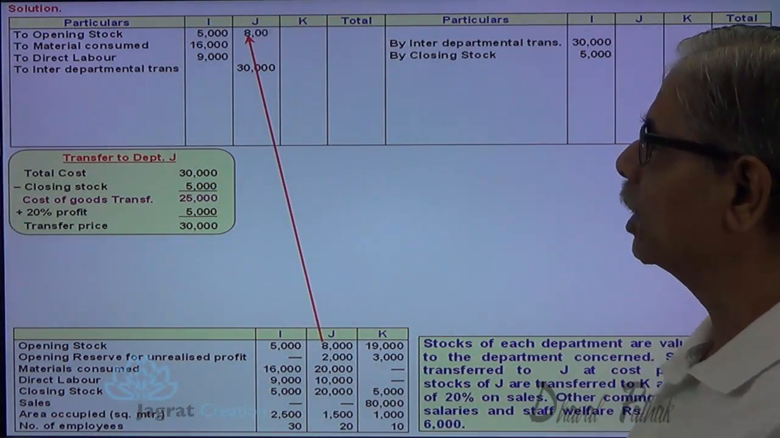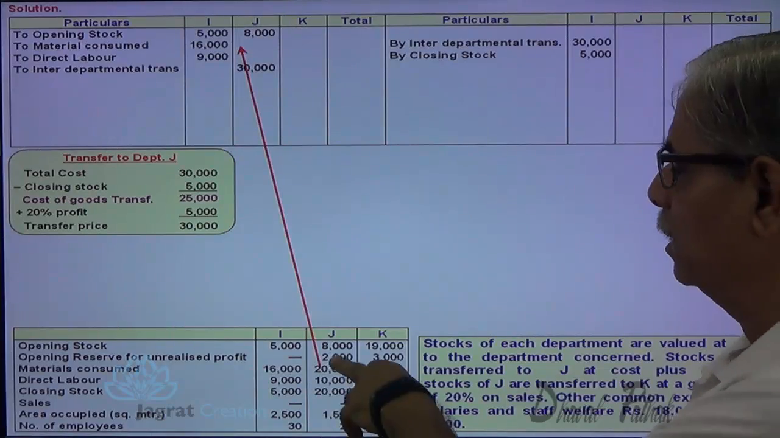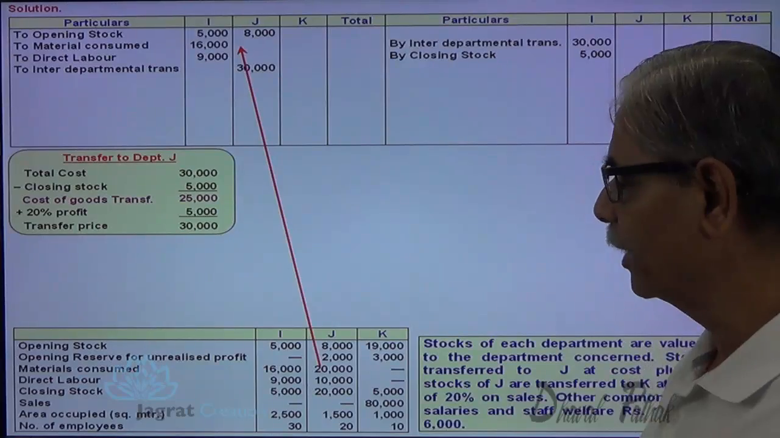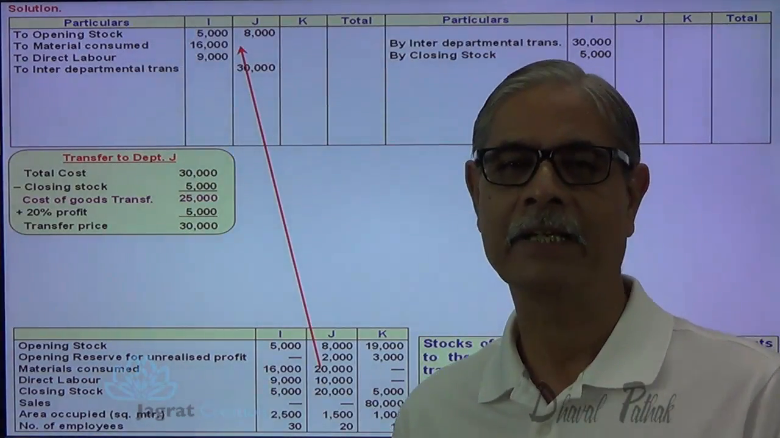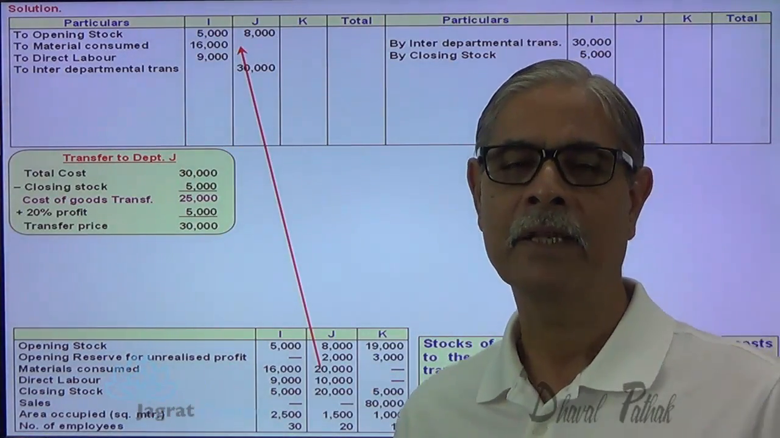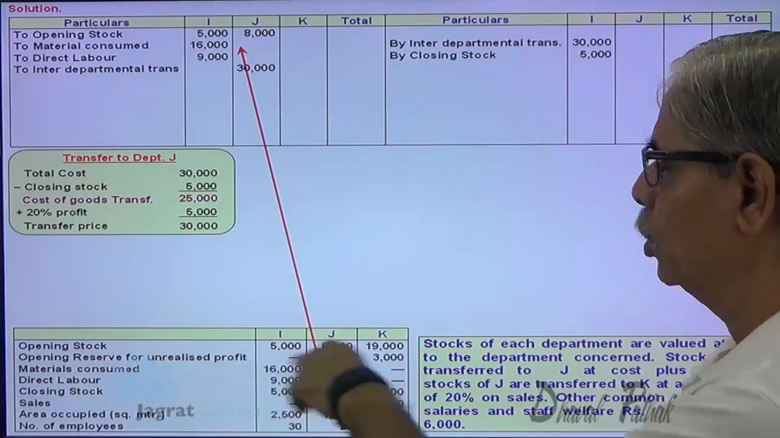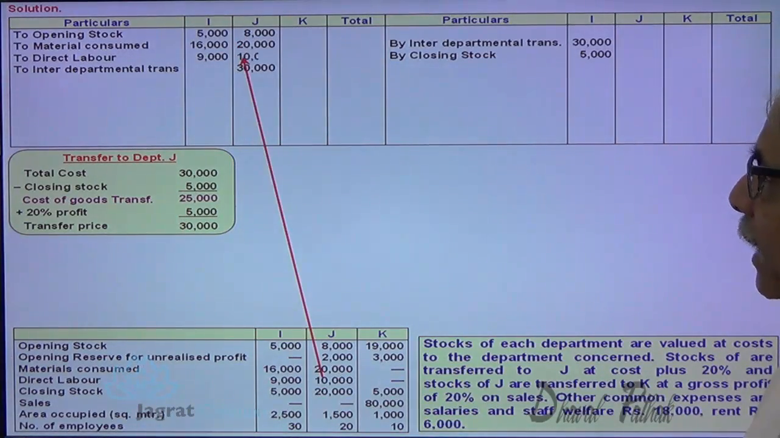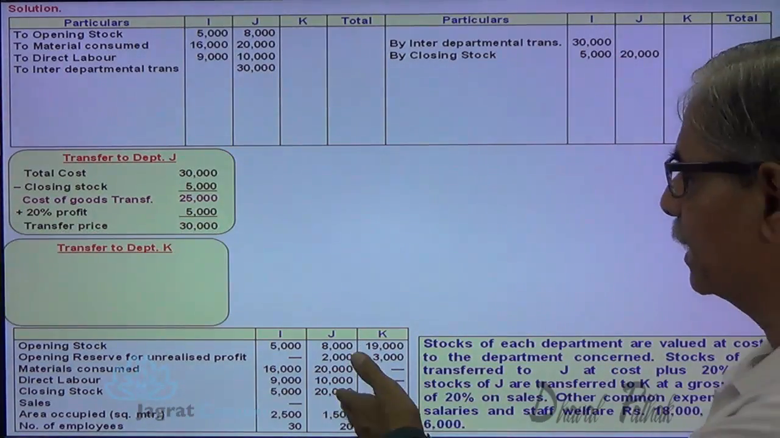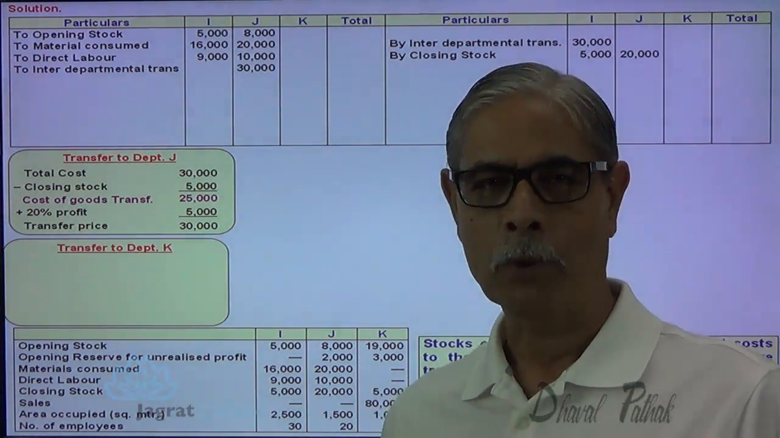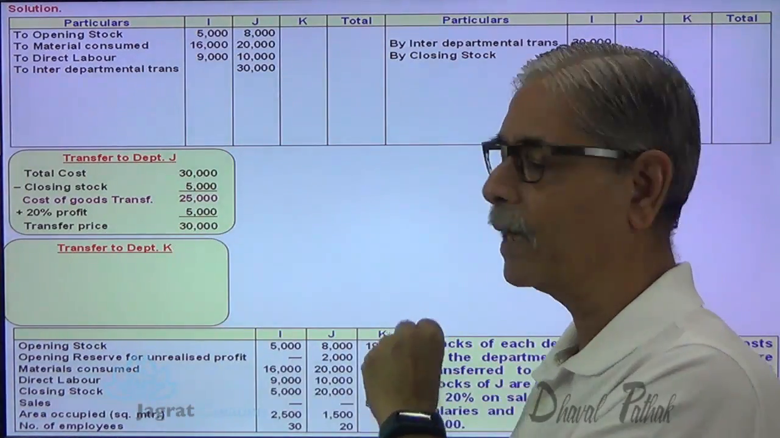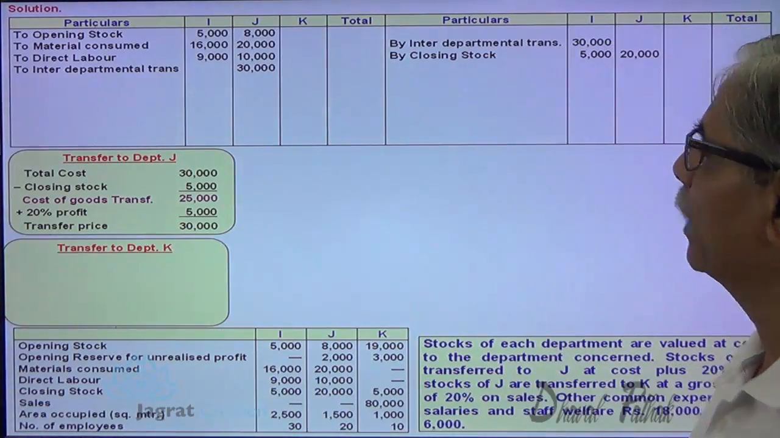Now J, opening stock. Reserve for stock I am going to consider later on while preparing general profit and loss account, because stock reserve is created not by individual department but by the management in its profit and loss account. So material consumed, direct labor, closing stock. This is the details for the purpose of apportionment of expenses. But let me find out the transfer price from Department J to K.